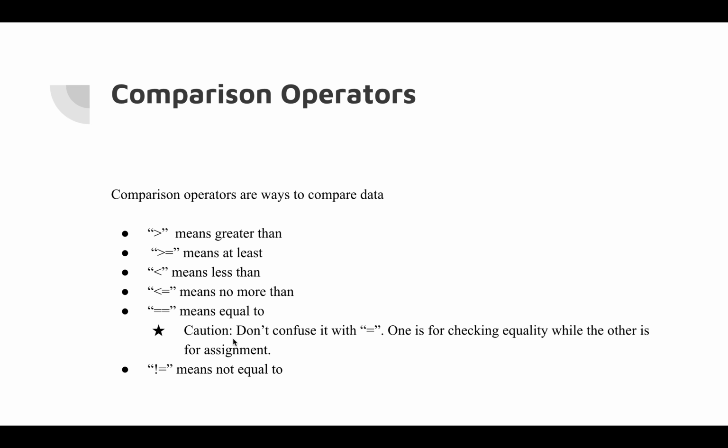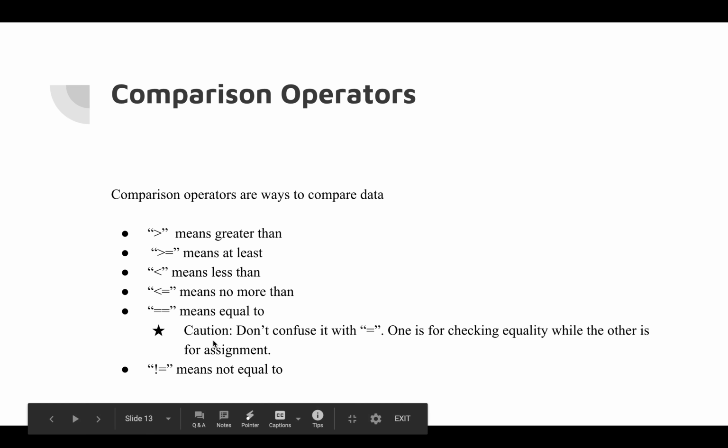Now we'll be going over comparison operators. Comparison operators are ways to compare data that usually are, for instance, integers or floats, or floating decimals, which basically means that there are numbers after the decimal point. Greater than means greater than; greater than or equal to means at least; less than means, well, this; less than or equal to means no more than; and 2 equal signs mean equal to. We just don't want to confuse this with one single equal sign. One is for checking for equality, while the other is for assignment.